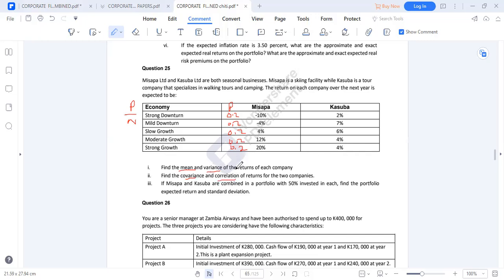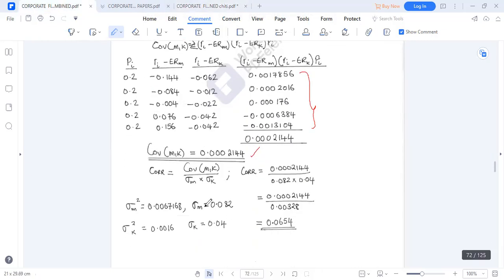Correlation. So the formula for correlation is covariance over the standard deviations of A and B. In this case, for our M and K, we find their standard deviations. Since the variance for Masupa was 0.067, we just square root it to find the standard deviation. Likewise for Kasuba, we square root and find the standard deviation. So these are the standard deviations that I put here, and we multiply this by that and divide the covariance we just calculated.